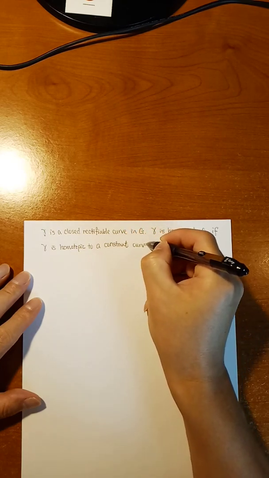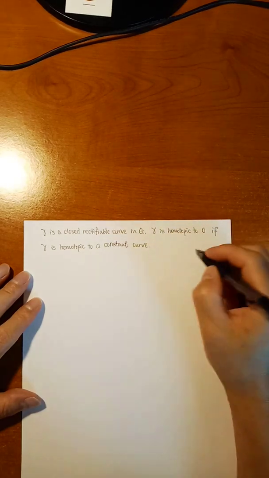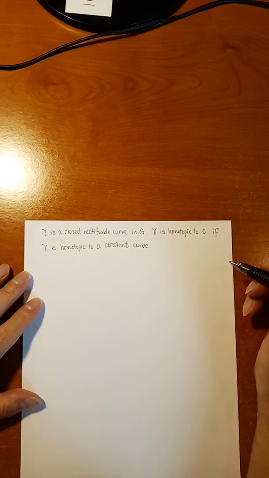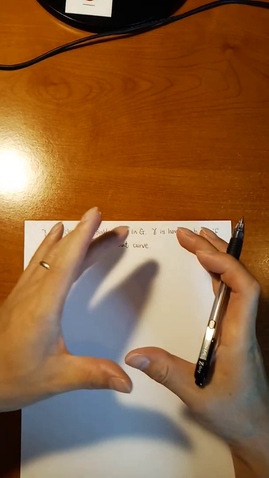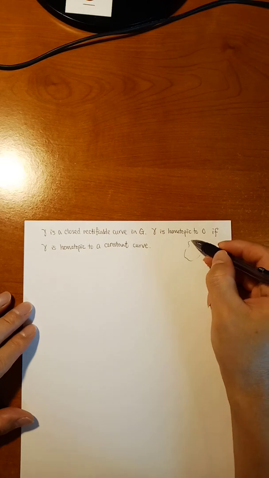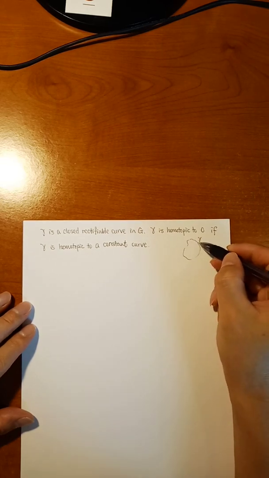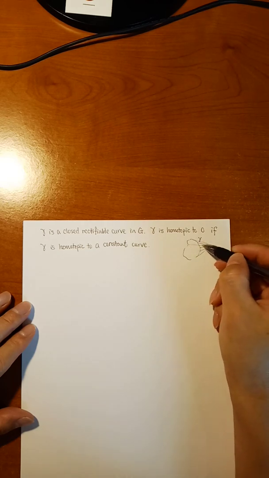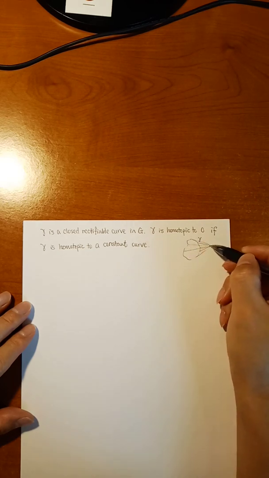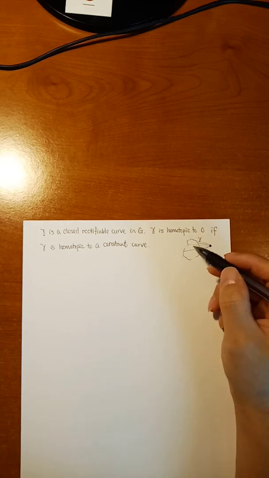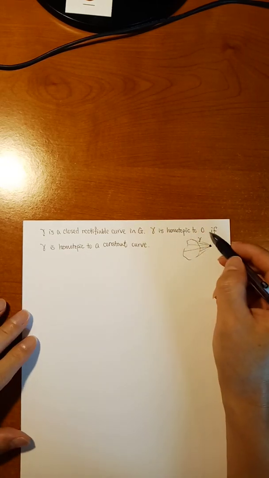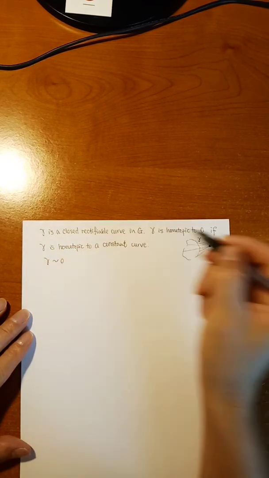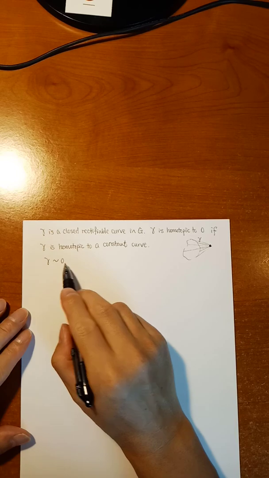What is a constant curve? A constant curve just means the trace is just a point. Gamma of t is always equal to a. It's like you can shrink your gamma to a point. Every point on the gamma can be shrunk to this point. Then this gamma is called homotopic to 0, and we denote it gamma homotopic to 0.